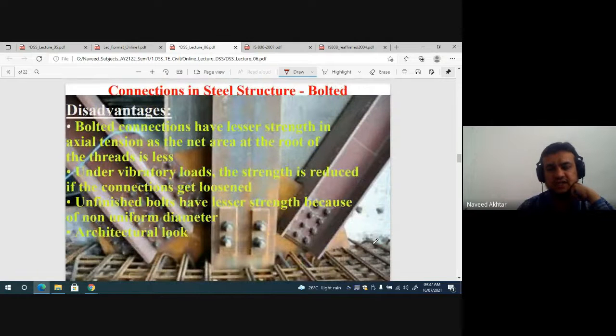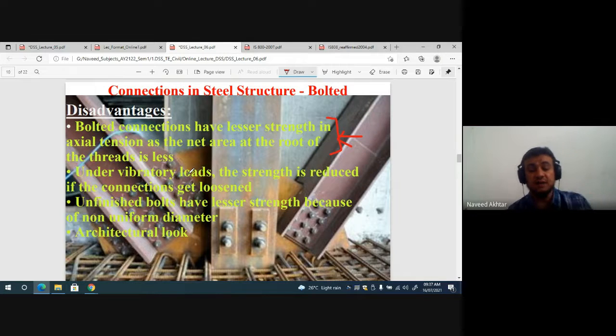And there are some advantages, and disadvantages are also in bolted connection. Lesser strength in axial tension, as the net area at the root of the thread is less because at the threaded portion the area will reduce. It is only 78% we are considering. Under vibratory load, strength is reduced. There is cyclic loading, fatigue, so the connection may become loose or its strength will be hampered. This is the disadvantage of the bolted connection.